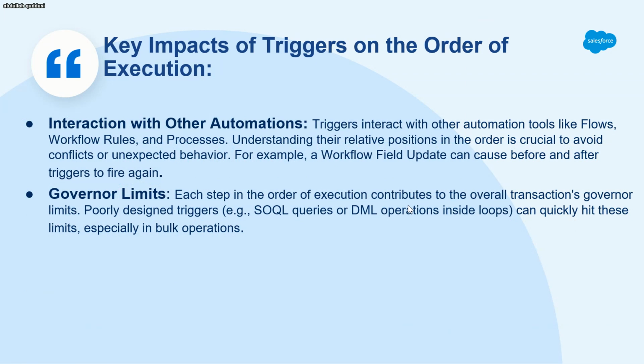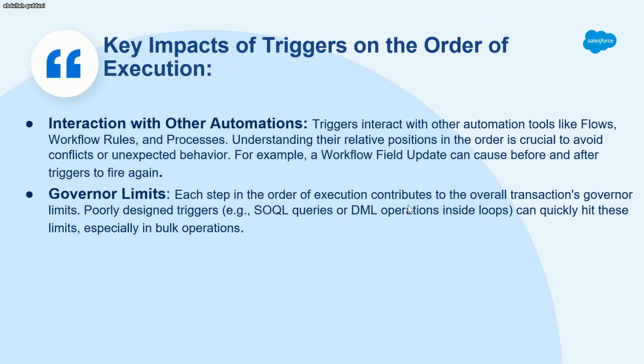We have to make different changes, we have to suggest the best practices. So these are the things which will hurt us, and which will impact the performance of the team. And lastly, the governor limits, that each step in the order of execution contributes to the overall transactions governor limits. As it explains itself, in order of execution, each and every step, let's say any query or any DML operation, is adding up to the governor limits.